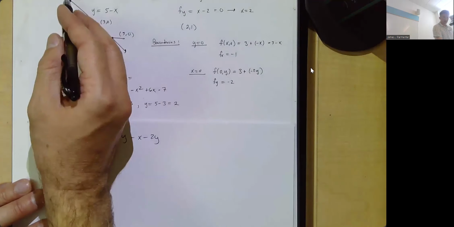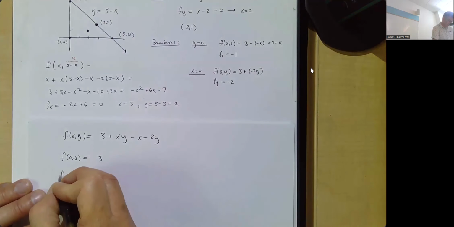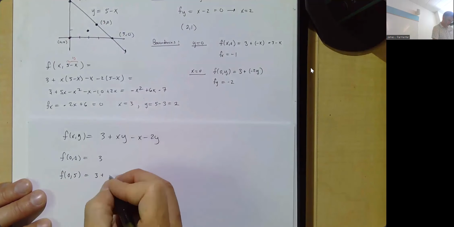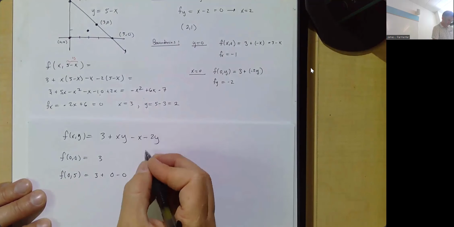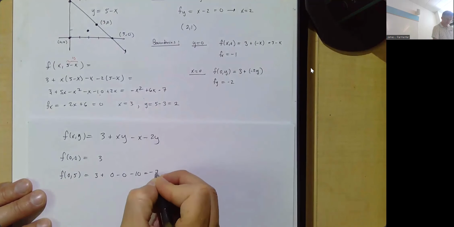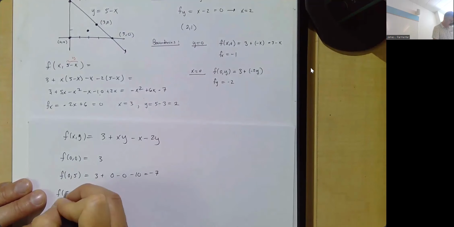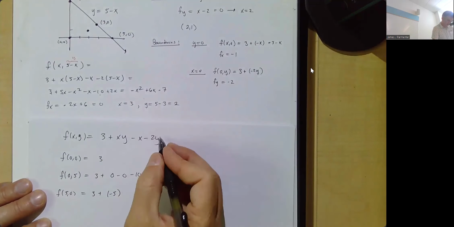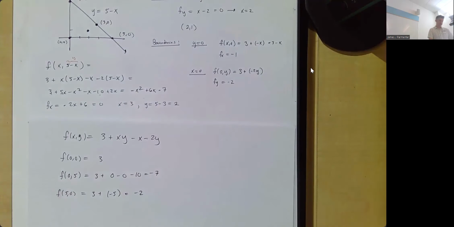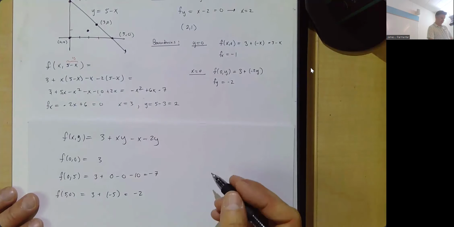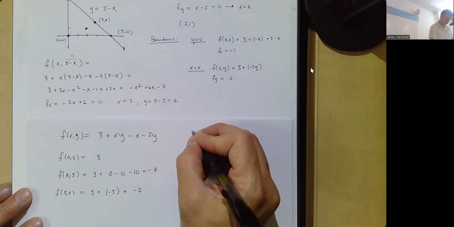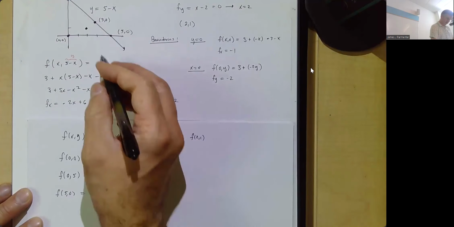Plugging in, let's see, I'm gonna start with the corners because the corners are easy to see. F of 0, 5, I'm gonna get 3 plus, if x is 0, I get 0 minus 0, and then minus 2 times 5 is minus 10. Let's do f of 5, 0. So I'm gonna get 3 plus 5 times 0 is 0, minus 5 minus 0, it's gonna be negative 2. And then for my more interesting critical points, which were 2, 1, and 3, 2.